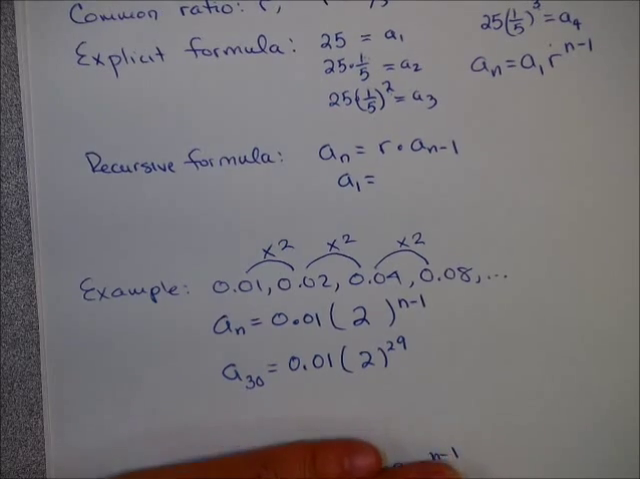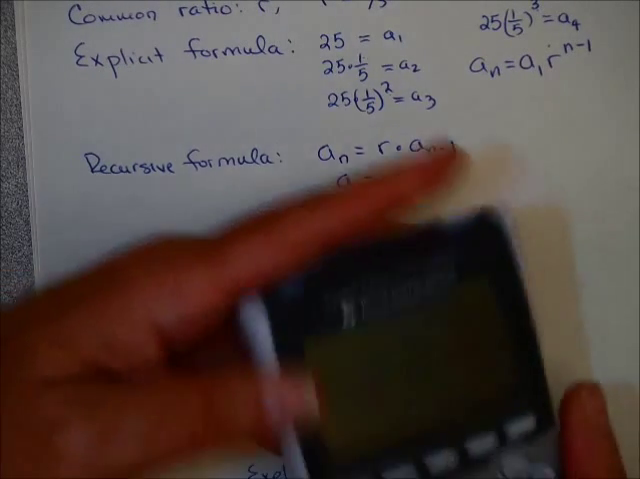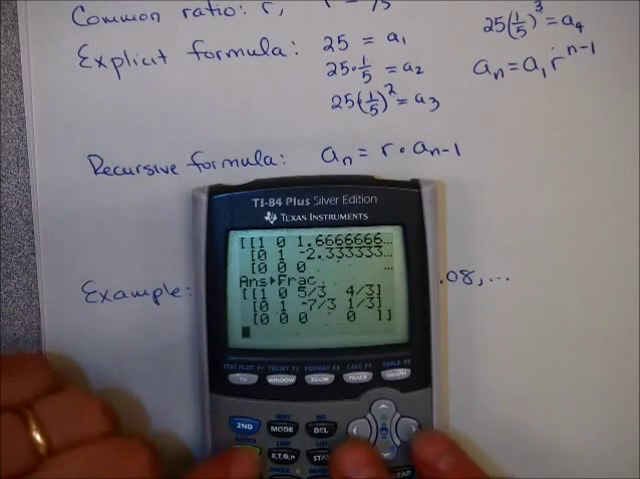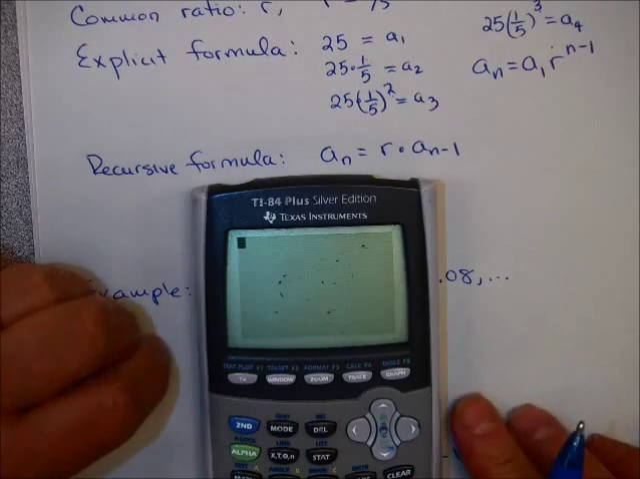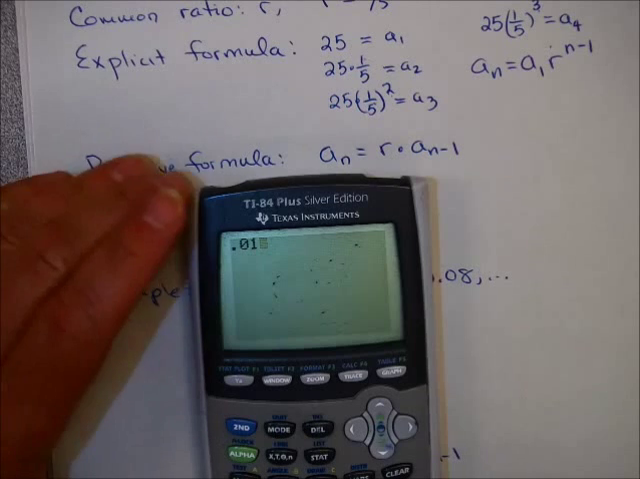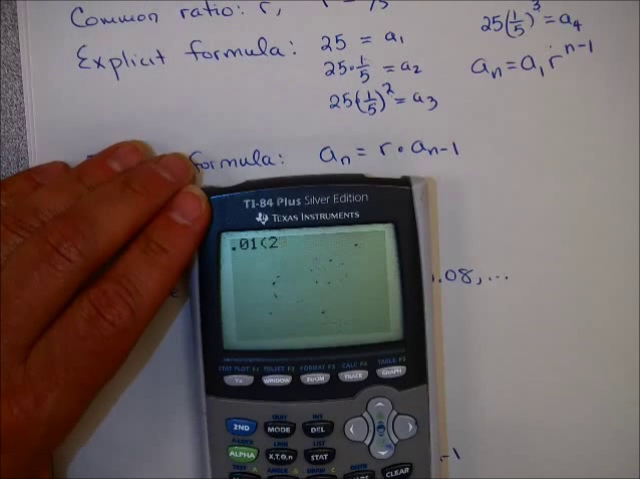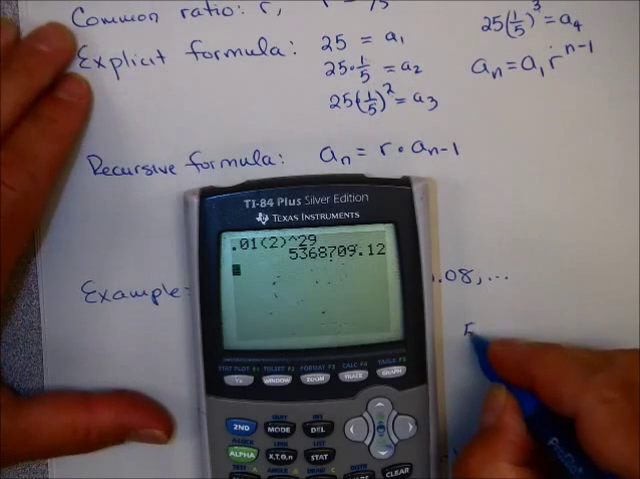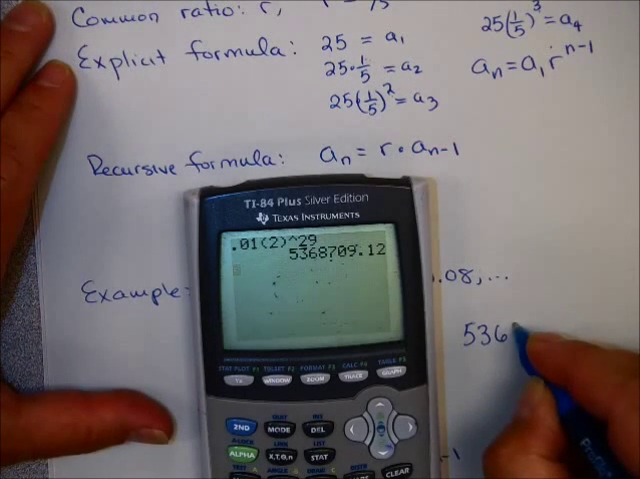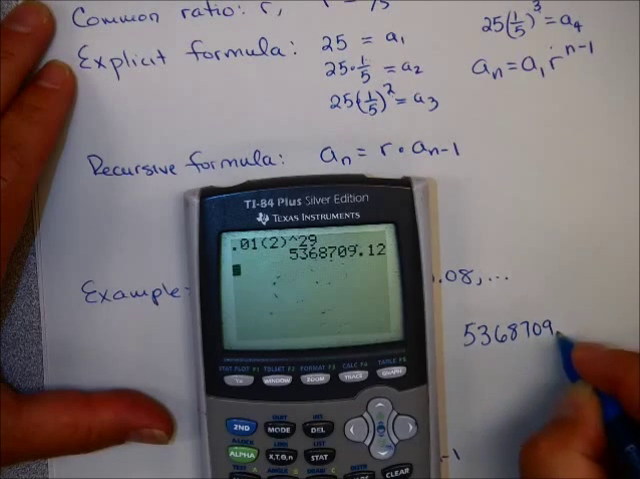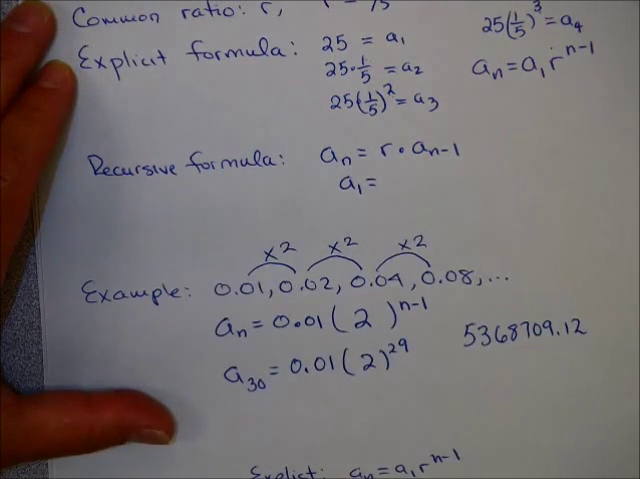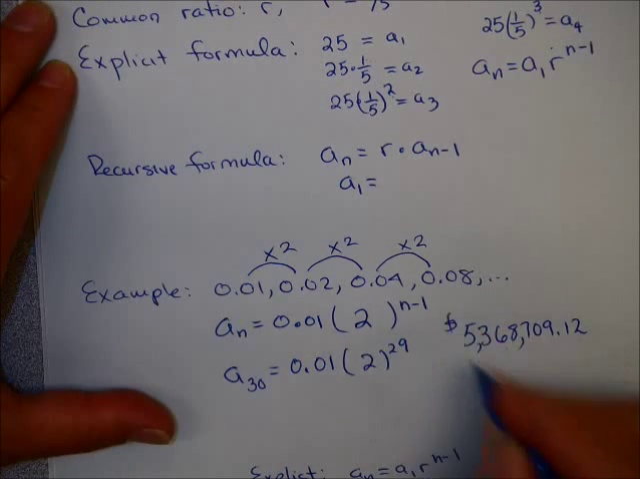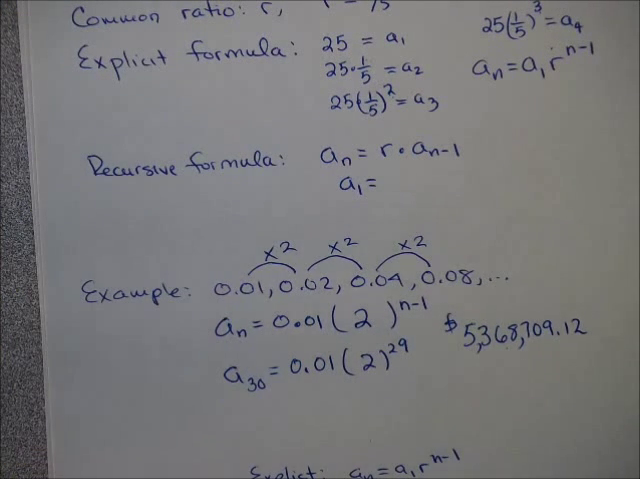I'm going to get my calculator. Certainly no one could do that in their head. And I'm going to try that. So let me quit out of this and clear all this stuff. I'm going to get 0.01 times parentheses 2 parentheses raised to the 29th power. So here's how much money. I'm just going to write these digits down. 5368709.112. My salary on the 30th day will be $5,368,709.12. Now this looks like a pretty good deal.